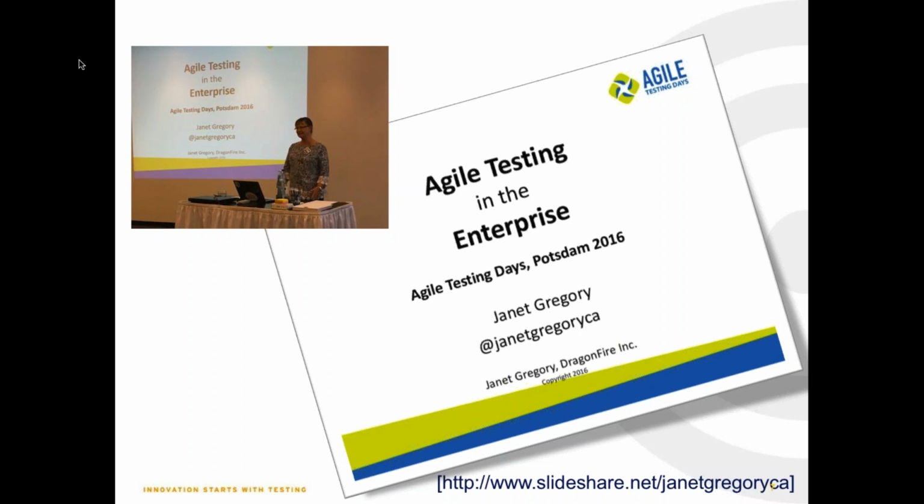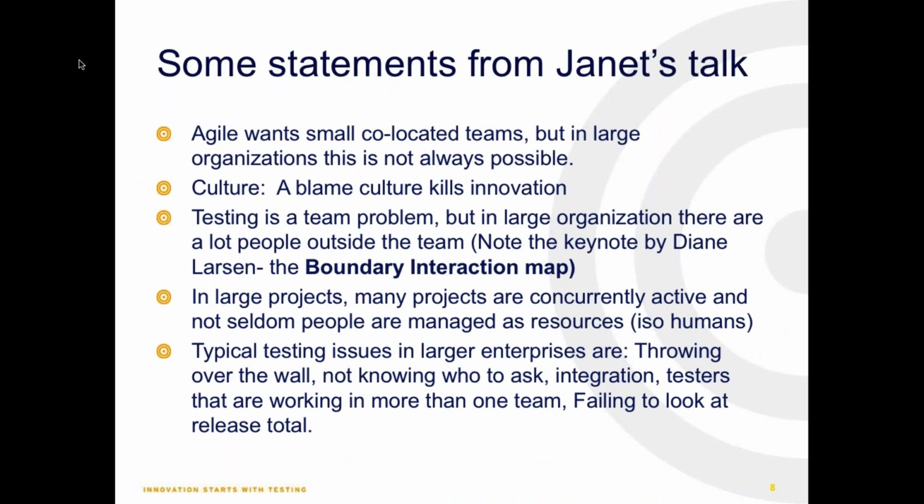But what I think she said, so that's my interpretation, is if you are testing in larger organizations, you have a problem because Agile wants to have small co-located teams, but very often in large organizations that's just not the case. You want to have an innovative, open atmosphere, but very big organizations very often have a blame culture, and that kills the innovation, that kills the continuous improvement. Testing is idealistically part of the development team, and its quality is owned by the development team. But in large organizations, there are a lot of people outside the team.